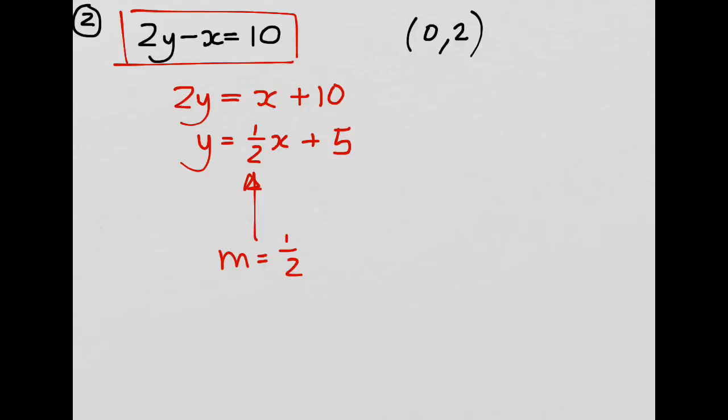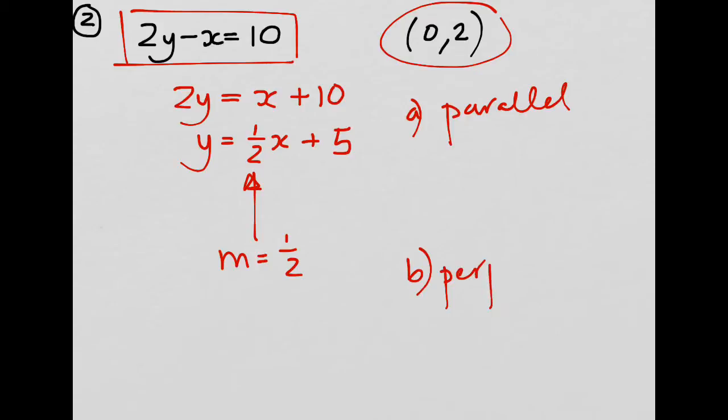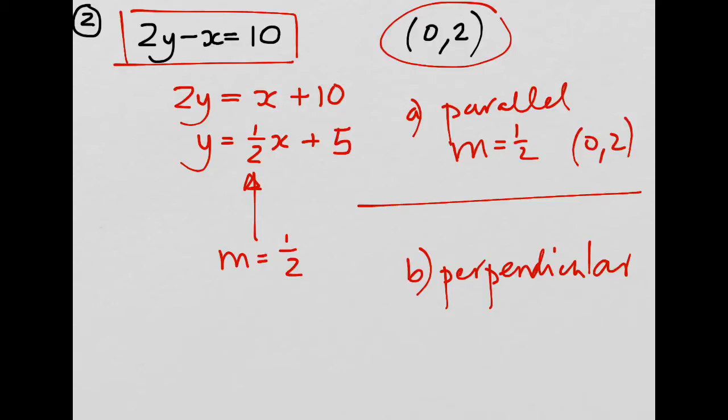Once I know the gradient, because the question tells me the point it's going through, I can write down its equation. Now remember, you've got two to do. You've got to do the parallel one, and you've got to do the perpendicular one. So the parallel one, you're going to use the gradient in the question, which is a half, and you're going to use the point to work out its equation. The perpendicular one, you're going to have to take that parallel gradient from up here, and you're going to turn it upside down and change the sign. You're still going to use the point to get the answer.